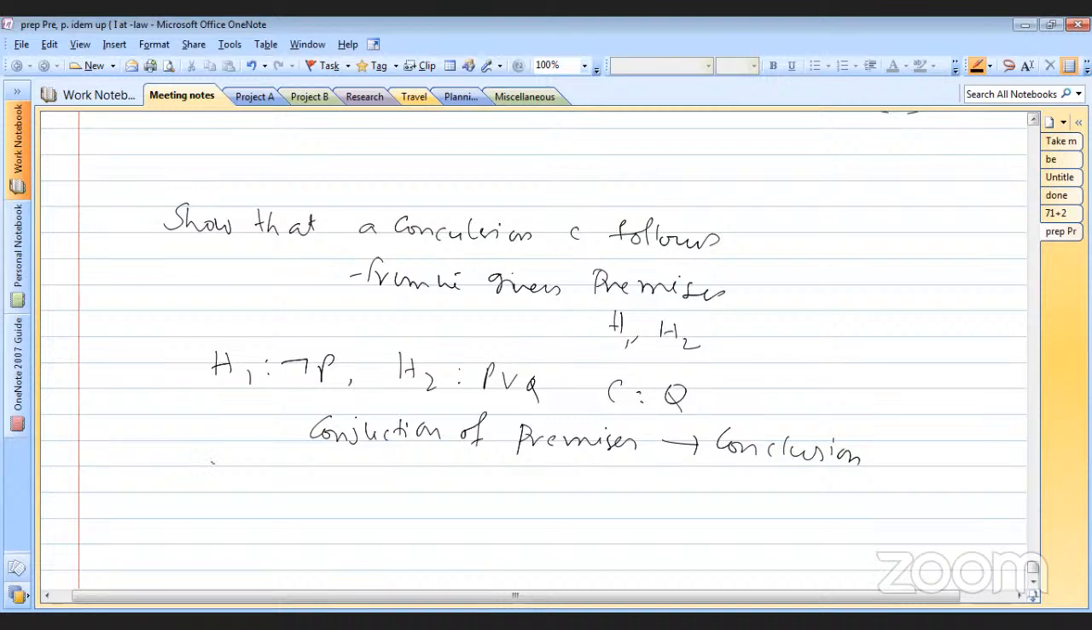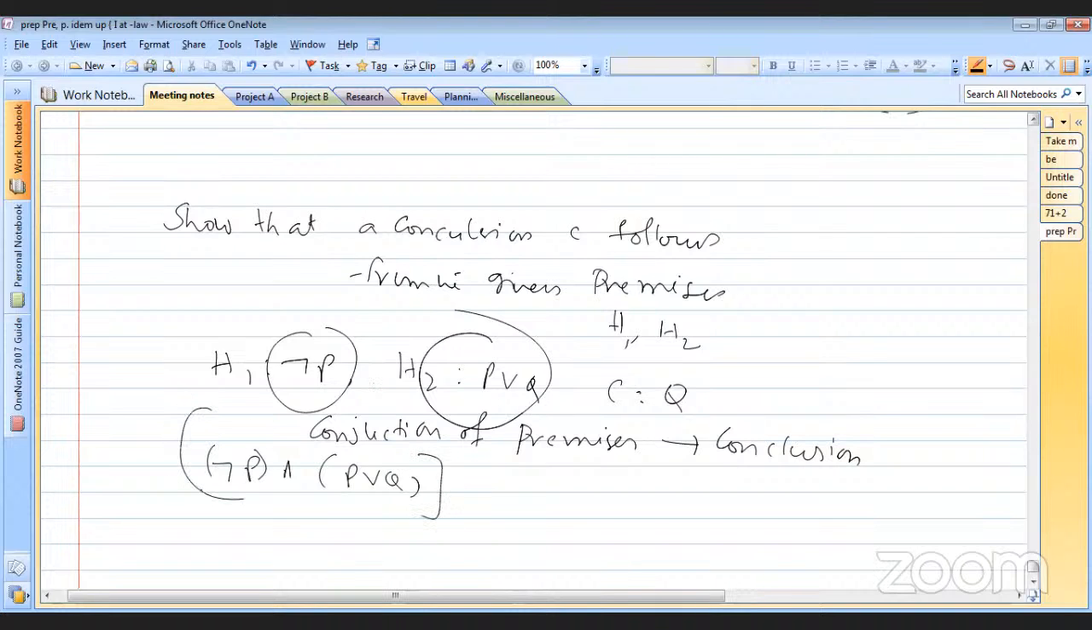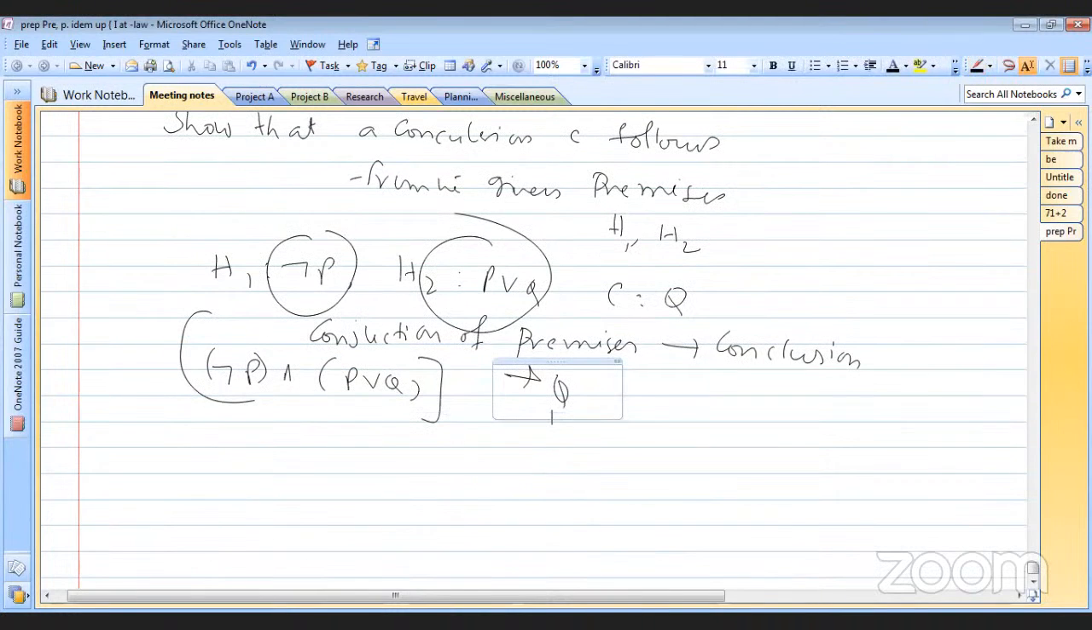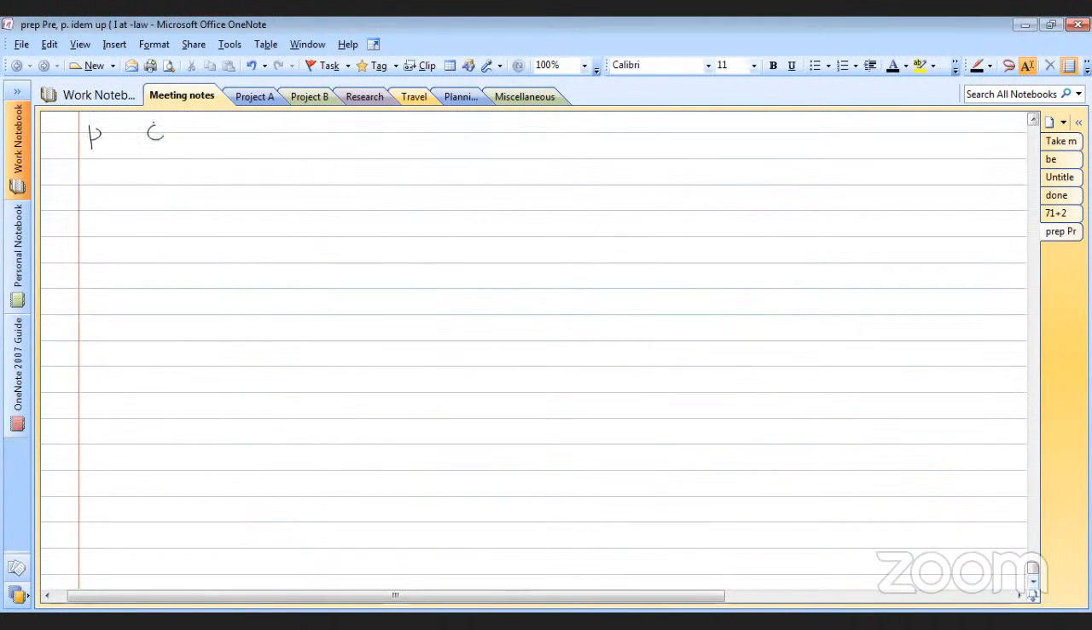So the truth table we are taking here is negation of P and P or Q, and this implies Q, as given in the problem. Now we have to find the truth table for this. So we write the truth table with columns P, Q, negation of P, P or Q, negation of P and P or Q, and X. The negation of P is false when P is true.